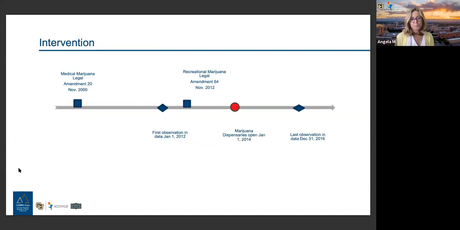So here's a look at what the intervention looked like. Medical marijuana was legalized in November of 2000, and then 12 years later, recreational marijuana was legalized. Then the dispensaries opened on January 1st of 2014. We are considering the intervention to occur when the public could get access to marijuana, which was when the dispensaries opened in 2014. We have data for 2 years before and 2 years after. Okay, let's go to the next slide.